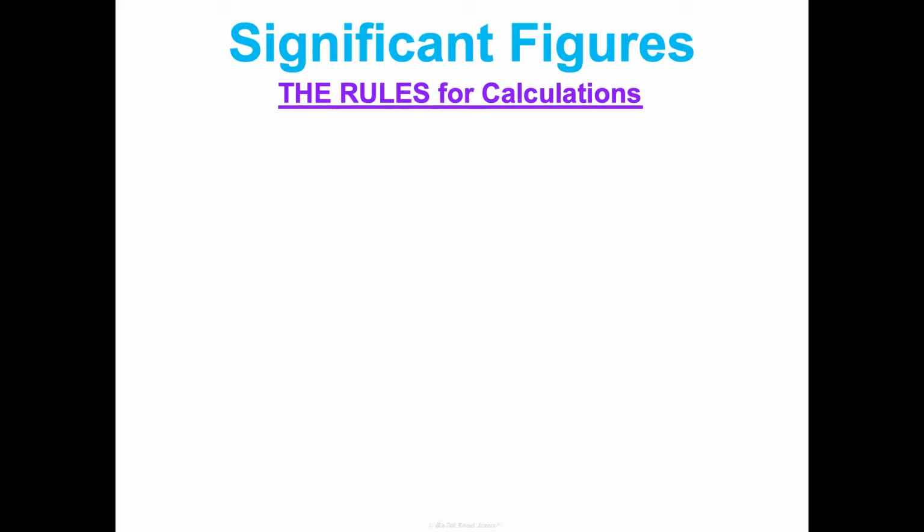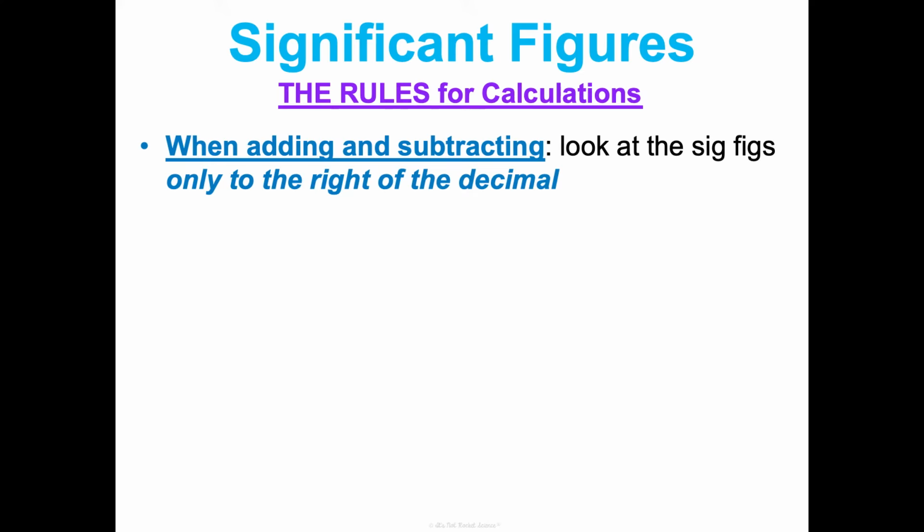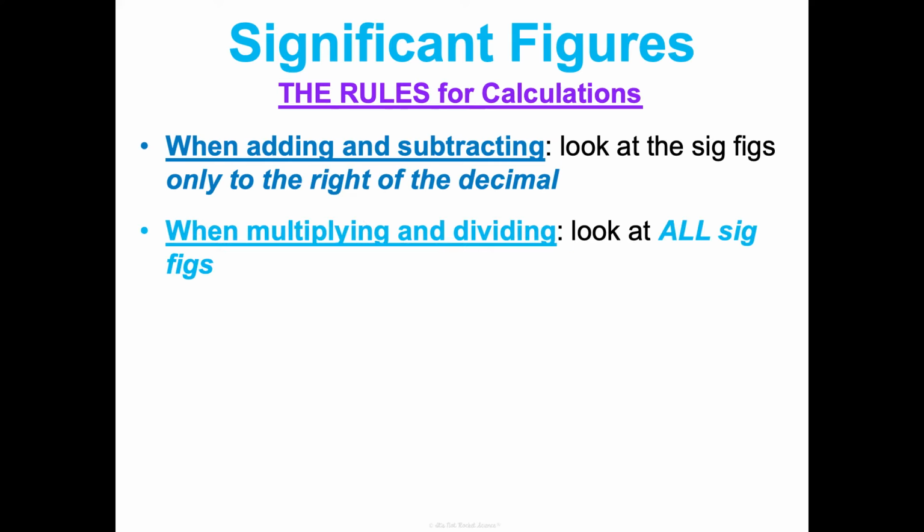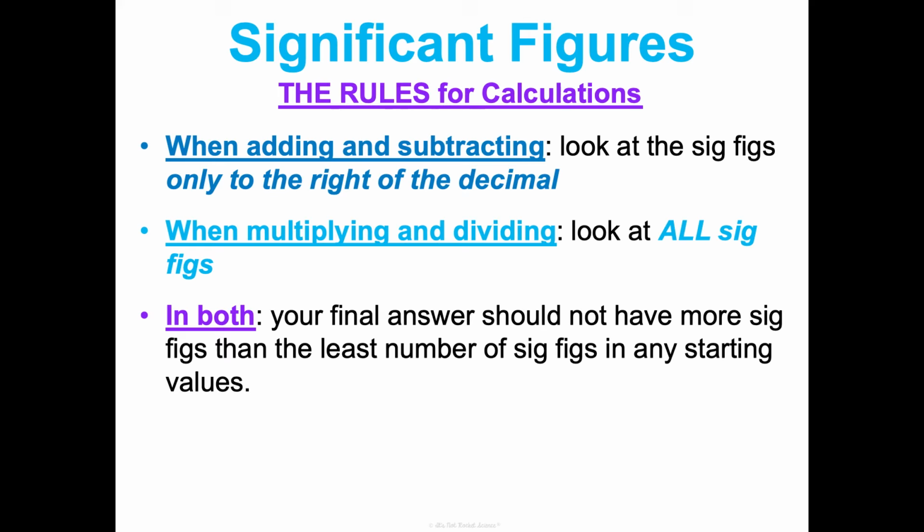When you're adding and subtracting and multiplying and dividing, and then you need to round your answer. Okay, so when you're adding and subtracting values, look at sig figs only to the right of the decimal. So if there's like 2 sig figs to the right of the decimal, then you're going to round to 2 decimal places. If there's 1 sig fig, you'll round to 1. Okay? When you're multiplying and dividing, you're going to look at all the sig figs. They all matter, not just the ones after the decimal. In both, your final answer should never have more sig figs than the least number of sig figs in any starting value. Okay, let's do an example.